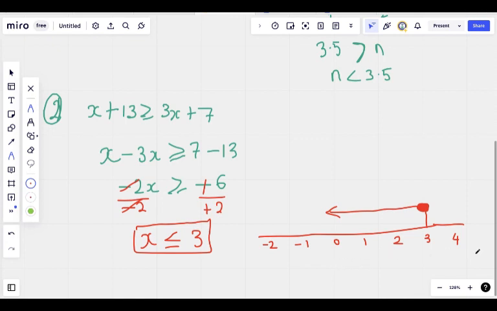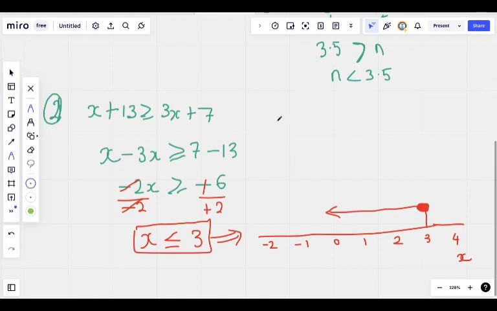So this is the x-axis, and this is for the inequality: x is lesser than or equal to 3. You go to where 3 is. If it's lesser than, you go to your left. Because it's lesser than or equal to, you shade here. If it's only lesser than, we will not shade, we'll just draw a circle. Okay, so that's what happens.